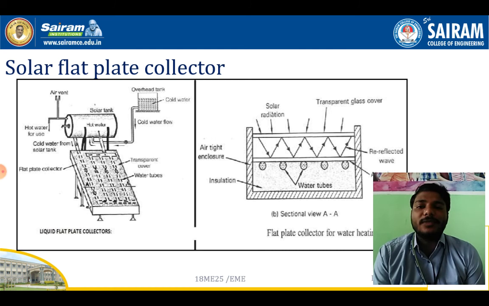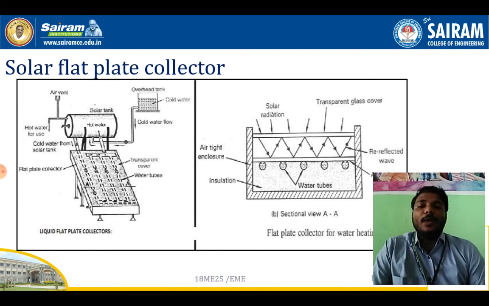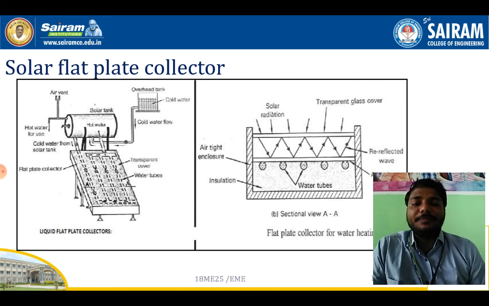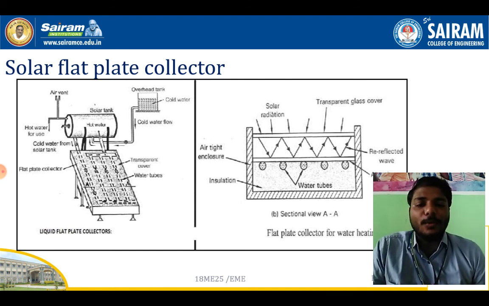In the left diagram we can see the water stored in the overhead tank, which is allowed to flow onto the solar tank. Whenever the water flows from the overhead tank, it is cold water. When the tube absorbs the solar radiation, the solar waves reflecting or falling on the water tubes, the tube starts getting heated. Once the tube is heated, the water allowed to flow through the tubes turns from cold water to hot water.